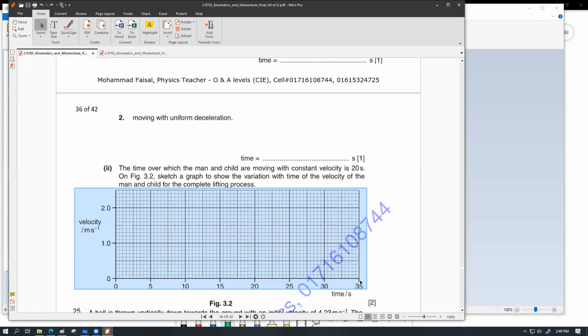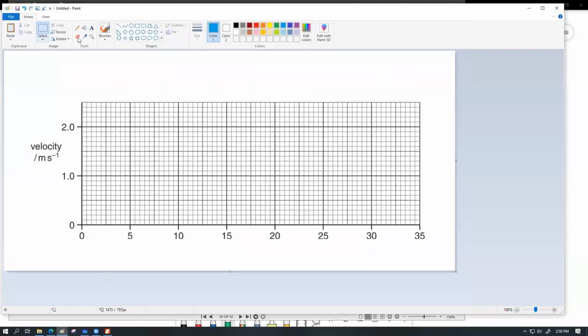3.5 plus 20 plus 6.5. How much do you get? 30. 30 seconds, which means you can very well accommodate this graph here. So let's do that. We're gonna have a straight line.